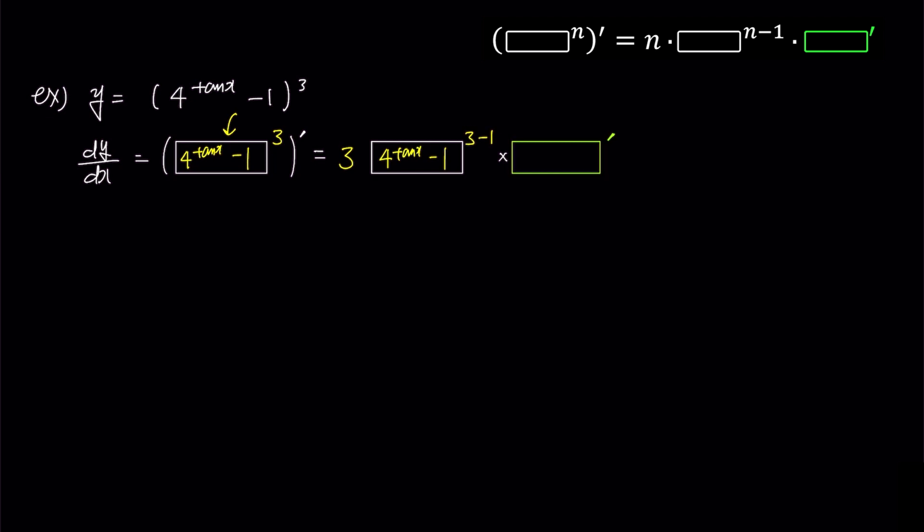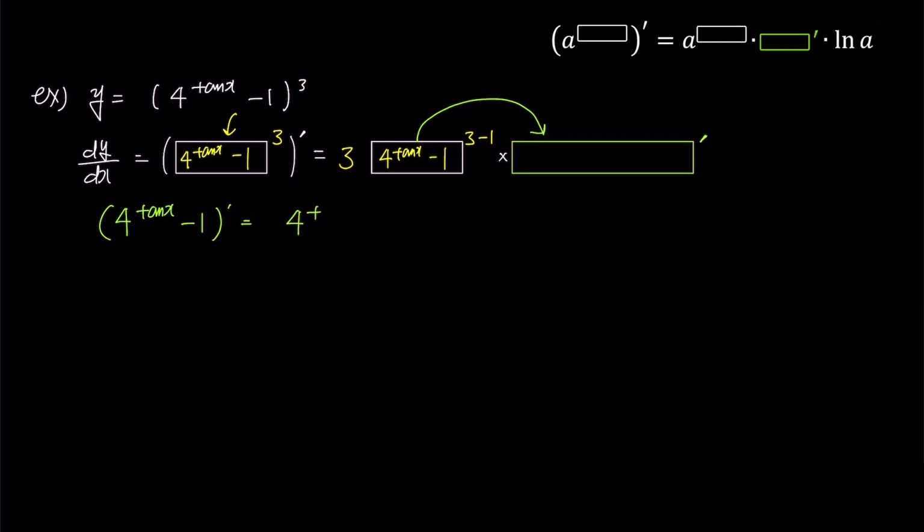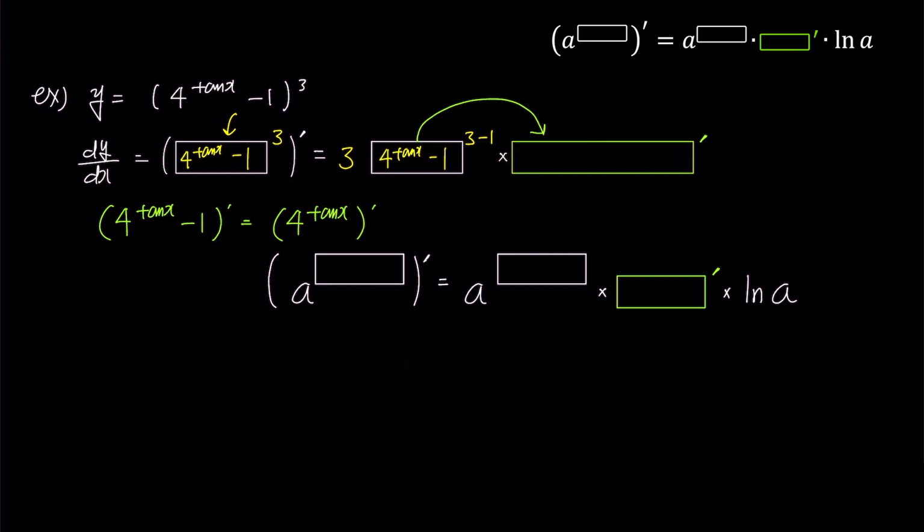Next, we need to determine the derivative of the box and put it in the box prime. To differentiate 4 to the power of tangent x minus 1, we only need to focus on differentiating 4 to the power of tangent x. The formula for differentiating exponential functions, as shown in the upper right corner, indicates that we should replace all the instances of a with 4. So the left a becomes 4, and the right a and the natural logarithm both become 4 as well.